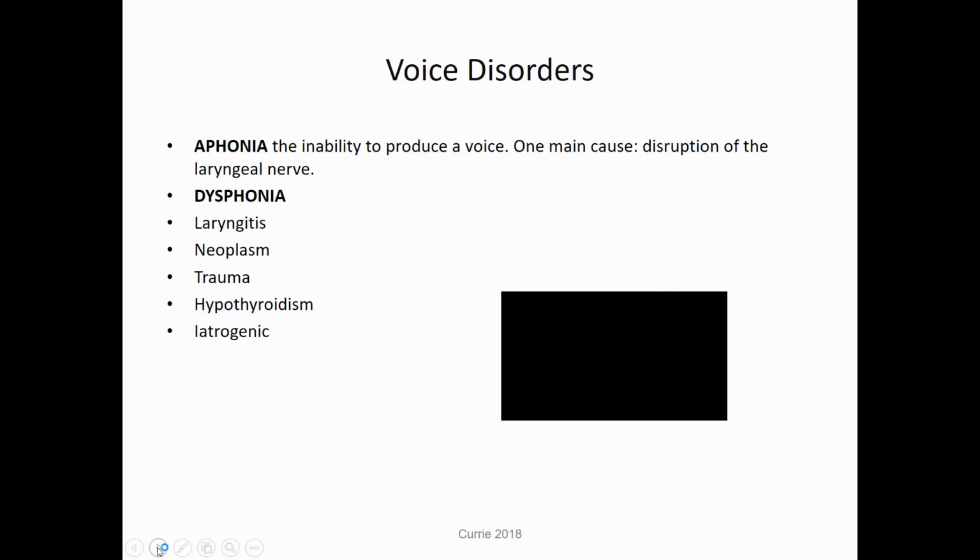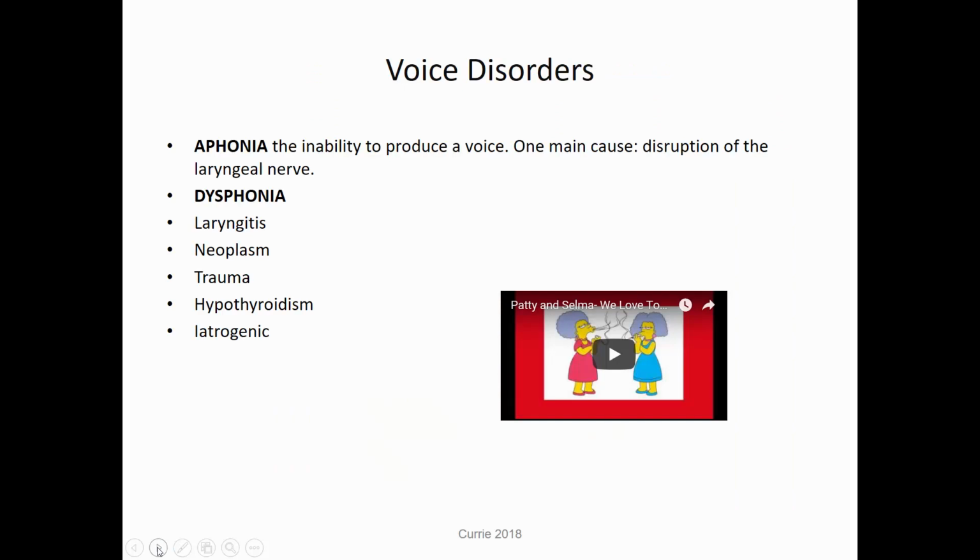So don't do it. So some other voice disorders are aphonia. That's anytime you see the letter A in front of something, it usually means the absence of, and aphonia is the absence of the ability to make or produce a voice, and that can be just a disruption to the laryngeal nerve.